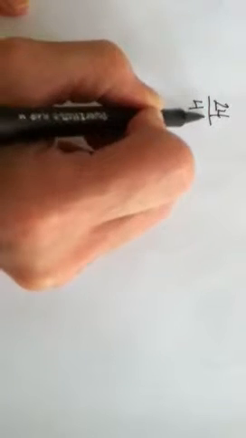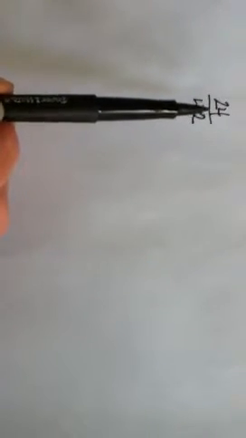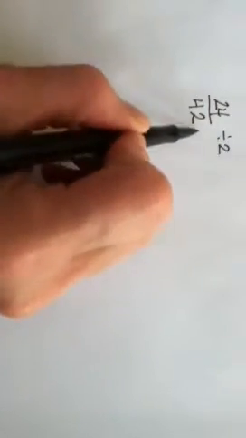Let's try another fraction. 24 over 42. And we want to reduce this. Remember, both the numerator and denominator must be divided by the same number. So let's look at 2. Does 24 divide by 2? Yes, it is even. Does 42 divide by 2? Yes, it is also even. So I know that my common factor will be 2.